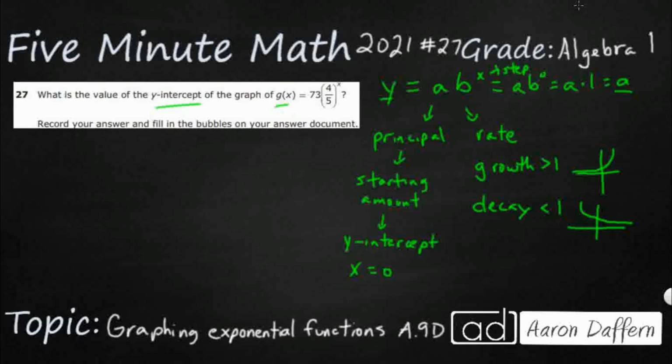So what is our y-intercept? Our y-intercept is our a term, which means our y-intercept is 73. So if you know what you're looking for, 73, it's sitting right there in broad daylight.